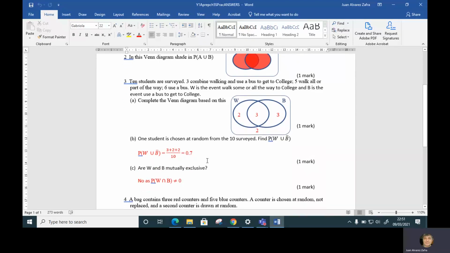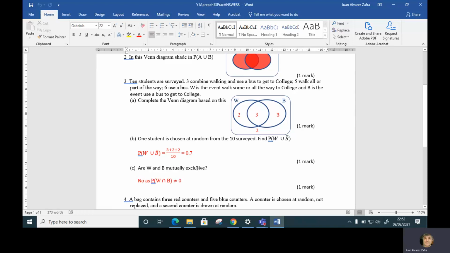One student is chosen at random from the 10 surveyed. Find the probability of W or not B. So that means that we are in W plus outside B. So that's the OR. We'll count everything that's inside W and everything that's outside B. Inside W, there are 2 and 3. Outside B, there are 2 and 2. We don't want to double count this 2, so it's just 2 plus 3 plus 2. So that's 7 out of 10, 0.7.